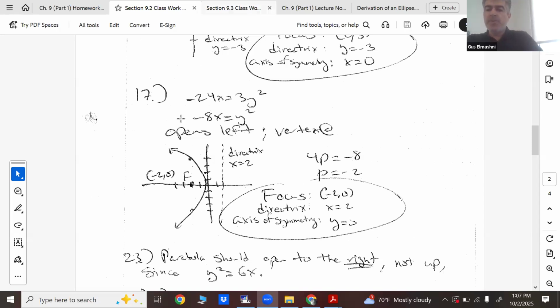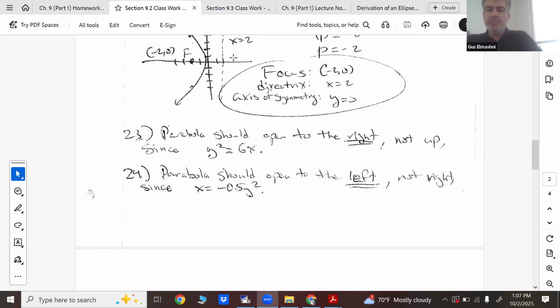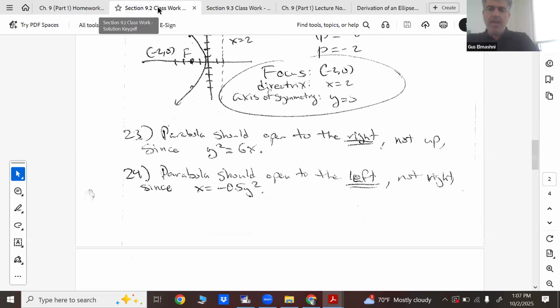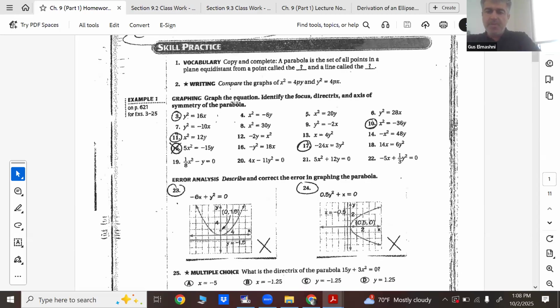For 23 and 24, those are the errors. Looking at the question itself, yeah, y squared equals 6x. That should be a horizontal orientation. So not up. And then this one here should be reversed. Excuse me. It's still horizontal orientation, but it's going to the left.